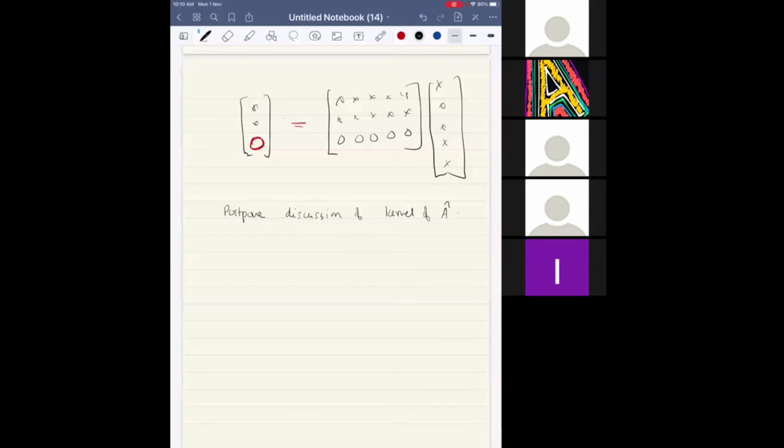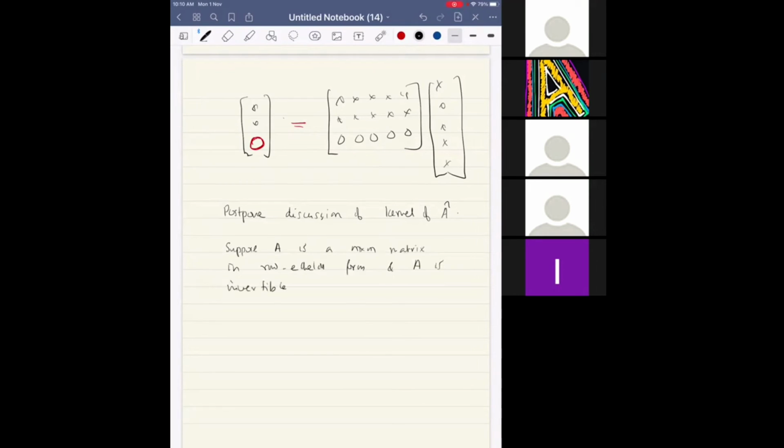So now I have just enough time to discuss the following important question, which is independent of this. Suppose A is an M cross N matrix. Let me say N cross N, so it's a square matrix in row echelon form. And A is invertible.